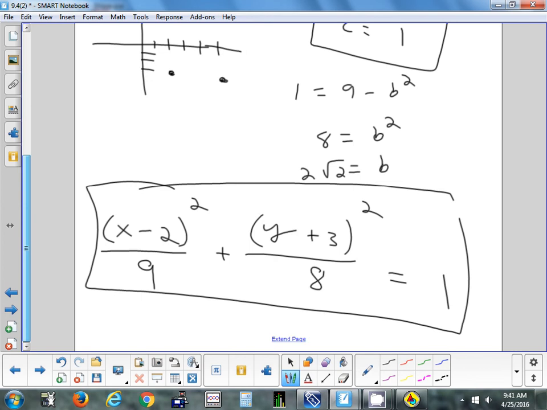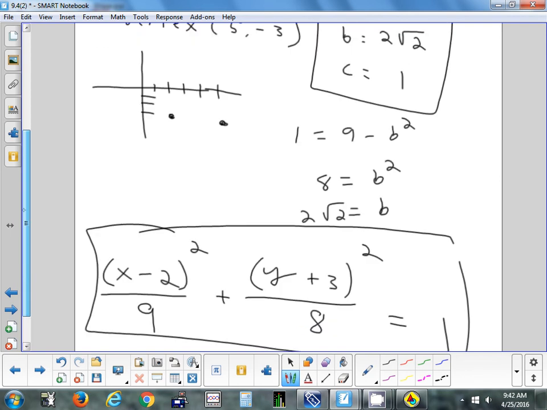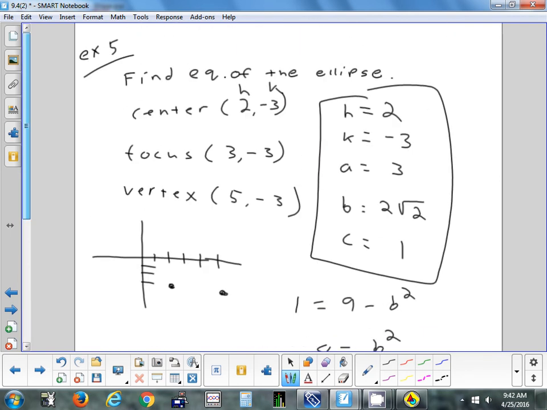How did you know that C was 1? So C is the distance from the center to the focus. We were given the center and we were given the focus. And the difference between 3 and 2 is 1.